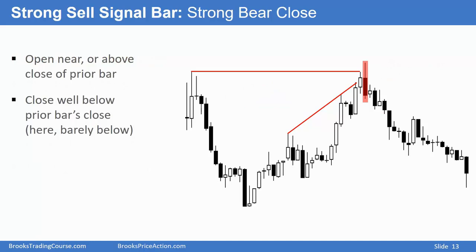What are the components of a strong sell signal bar? Well, you want an open at or above the close of the prior bar. Here we're opening at, maybe slightly above the close of that bar. And you want a close well below the close of that bar. You want the market to close over here, trade up, and then trade down well below the close of the prior bar. And you also want a small or non-existent tail on the bottom. You want the bar to be closing on its low.